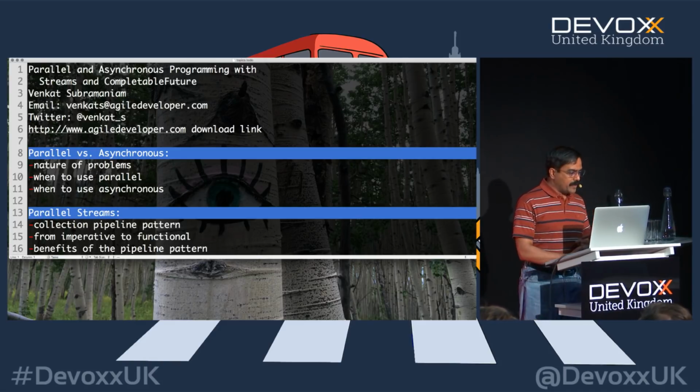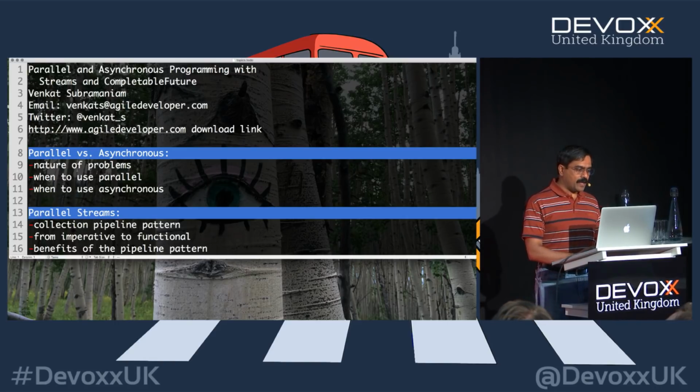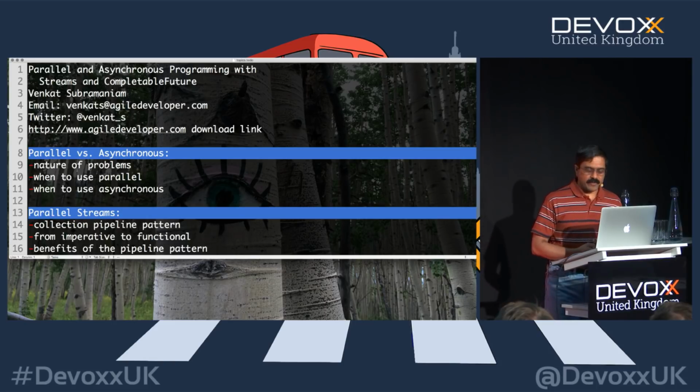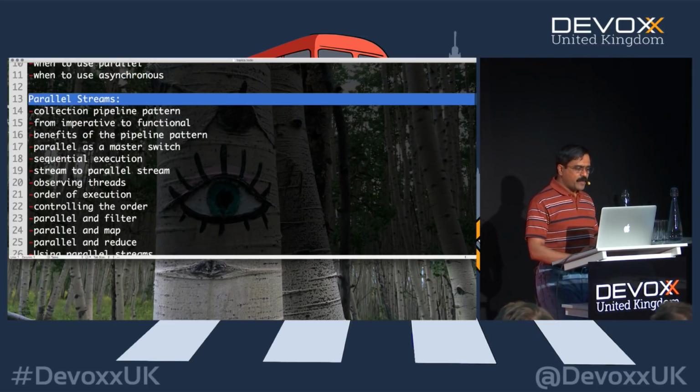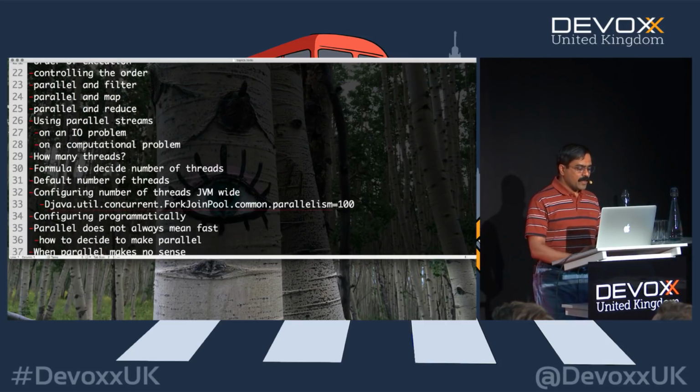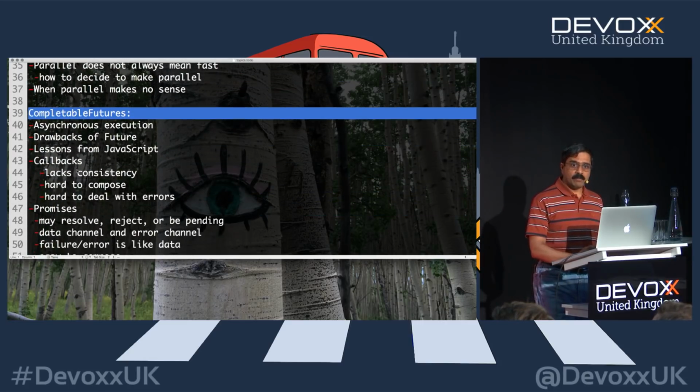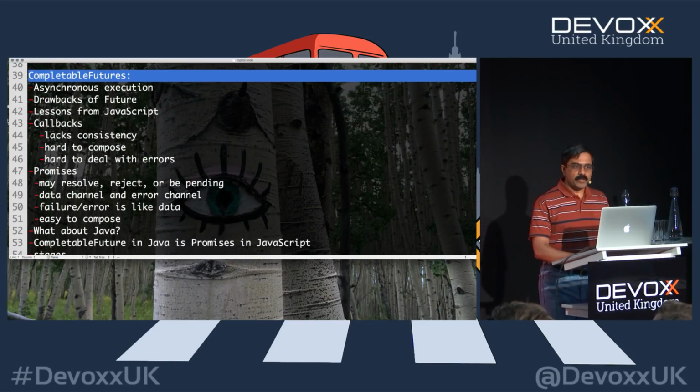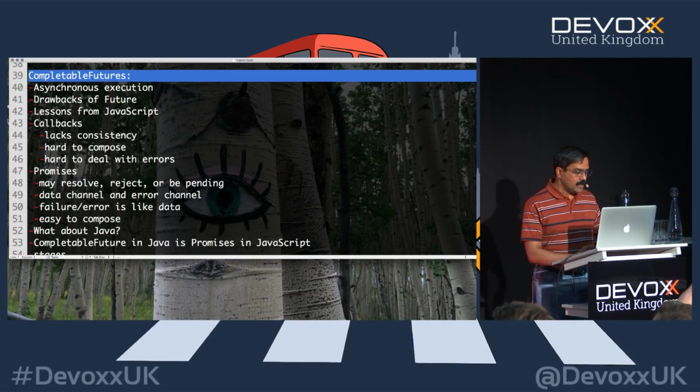So let's get started. We're going to talk a little bit about parallel versus asynchronous. What does one mean versus the other? Then we'll jump into parallel streams, look at some concerns, how to use some of the variations, when to use it, when not to use it, and how to use it. So we'll take a look at a lot of stuff around that. And once we finish that part, we'll talk about completable futures: when to use that, how to use it, and some of the ways to approach using it. And also we'll take a look at some of the APIs.